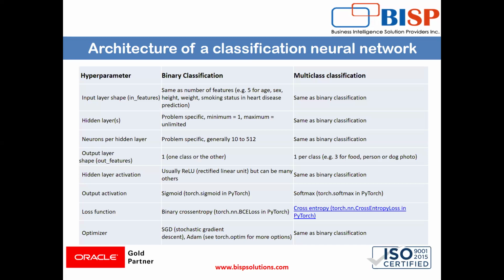Now let's move ahead. Here is the architecture of a classification neural network. You can see we create many hidden layers while creating the network. The activation, loss functions, and optimizers are all functions that we run while making use of PyTorch. I will show you each and everything in a technical way, so don't worry about that.